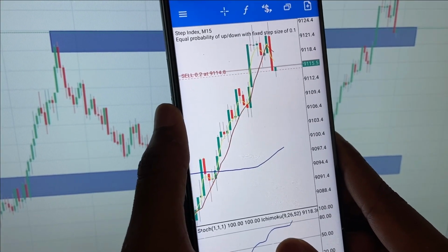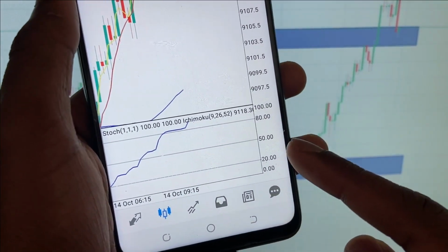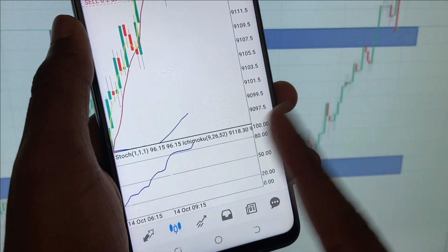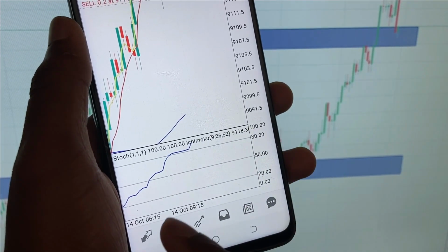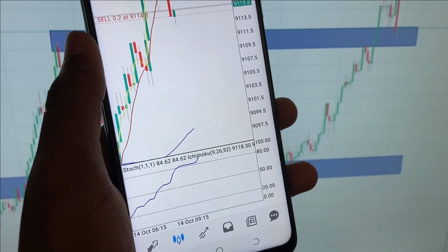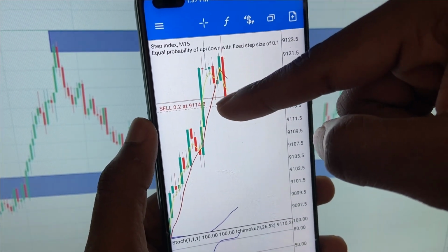When it comes to selling, as you can see over here, I've already placed a sale. Why have I placed a sale? When do you place a sale? You have to focus again on these levels here, the 80, 50 and 20. You have to make sure that the blue line in the stochastic window is above 80. That's the first condition you have to meet.